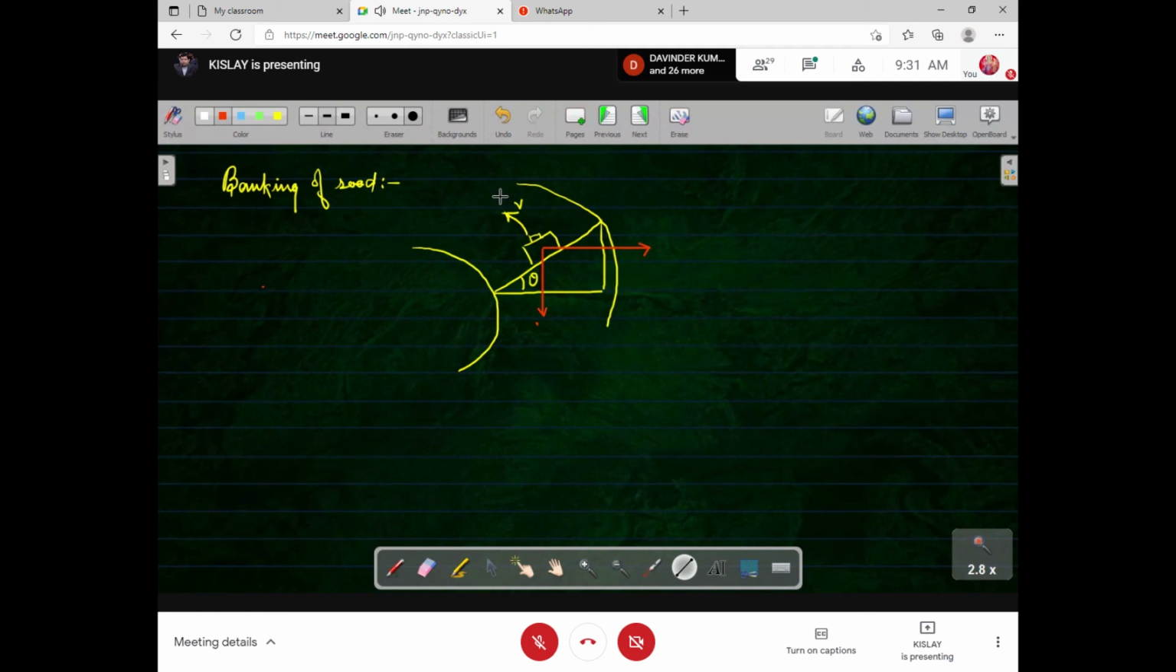And a normal reaction force. Do you know the normal reaction force? Can anyone tell me, do you know the normal reaction force? First of all, see normal reaction. What is this? See, an object is placed on a table.